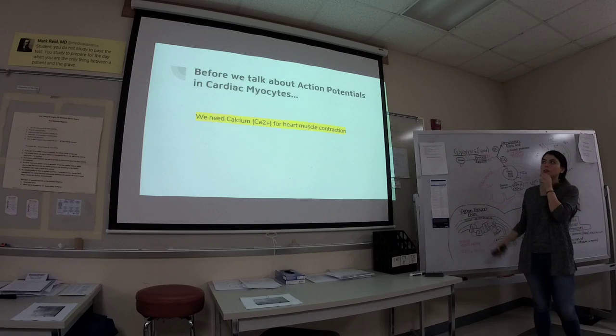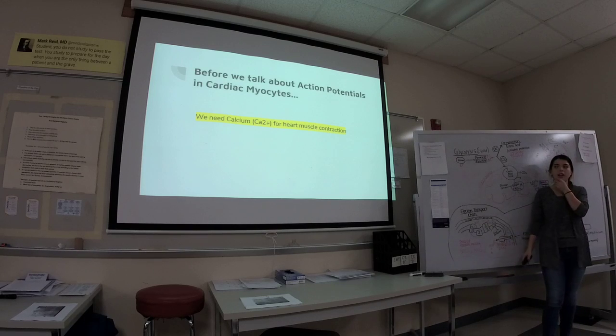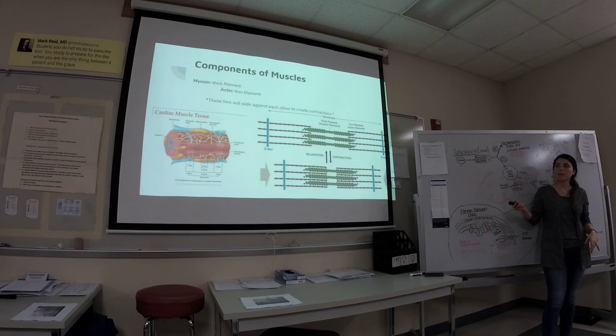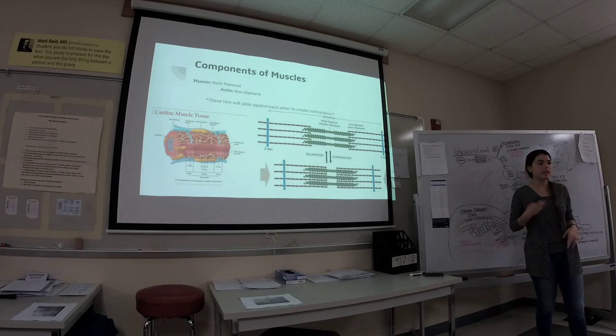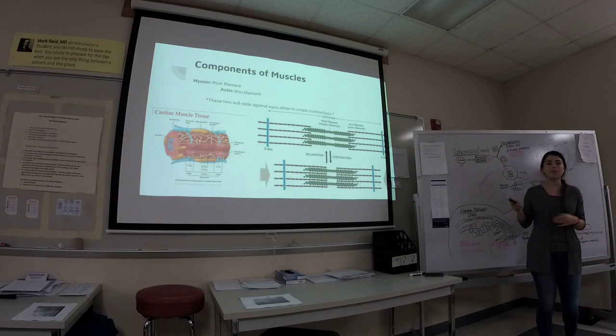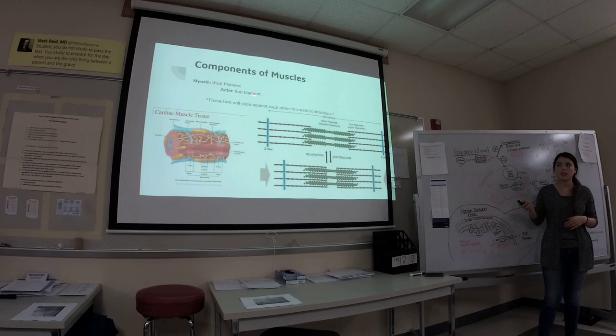Okay, so now before we talk about action potentials and cardiac myocytes, I want you guys to memorize this. We need calcium for heart contraction, okay? So the components of muscles are myosin and actin, and these are filaments. The myosin is the thick filament. Actin is the thin filament.